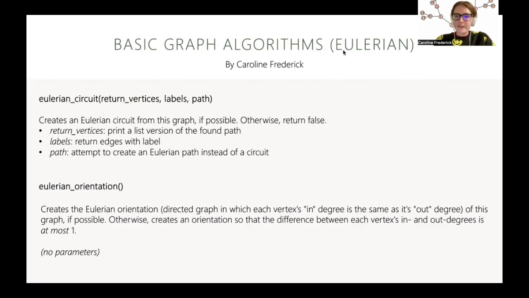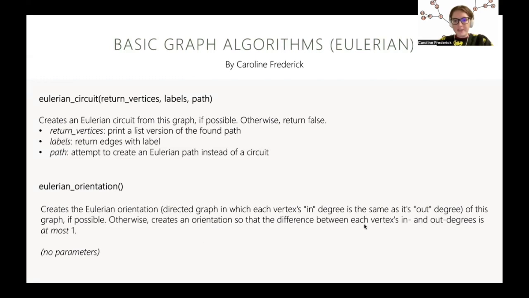And so first I have Eulerian methods, one to find an Eulerian circuit and optionally a path instead, and one to create an Eulerian orientation, which is essentially a new graph in which each vertex's in-degree is the same as its out-degree.